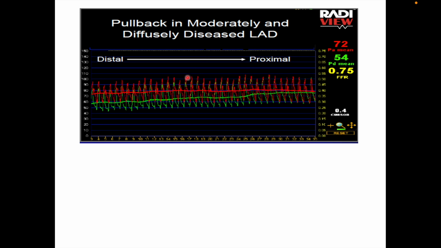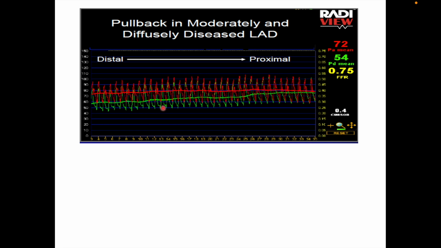Now look at this pressure tracing. We've compared it, and now we're going to compare it with the one that I've just shown you, where you had a big step up gradient and you had a focal point to address. Now here there is a significant gradient between the two, but if you look at the step up, it's a very gradual step up. There is no focal big step up where you can put in a small stent.